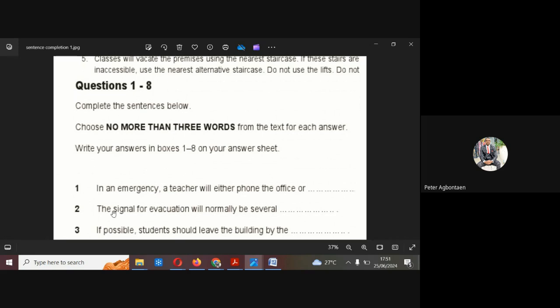So for question two, for example, that says the signal for evacuation will normally be server dash, there's something missing here, and so you have to go to the passage, look for that which is missing, and use it to complete the gap. So basically, that's what you're doing here. That is the task requirement of completion questions.